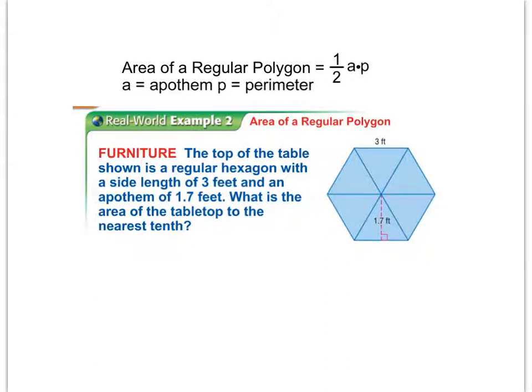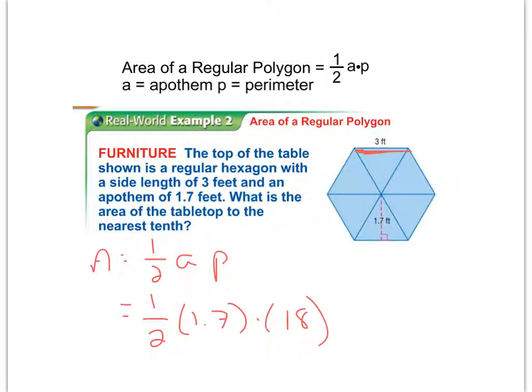So if I look at this problem right here, furniture: the top of the table shown is a regular hexagon with a side length of 3 and an apothem of approximately 1.7 feet. What is the area of the tabletop to the nearest tenth? So I'm going to use my formula. Area equals 1/2 AP. In this case, 1/2 is 1/2. My apothem is 1.7. And my perimeter, each side is 3. I have 6 sides, so therefore 3 times 6, my perimeter is 18.